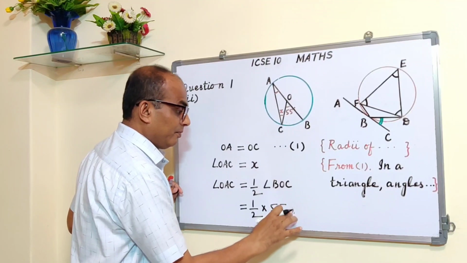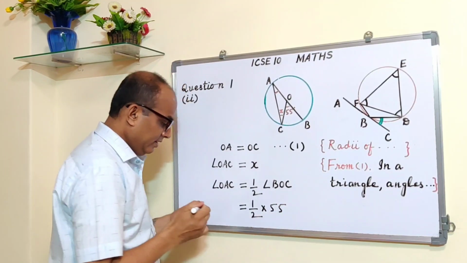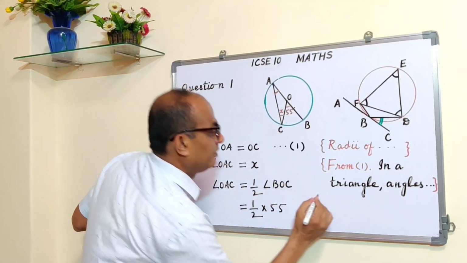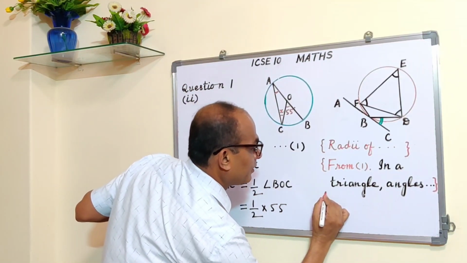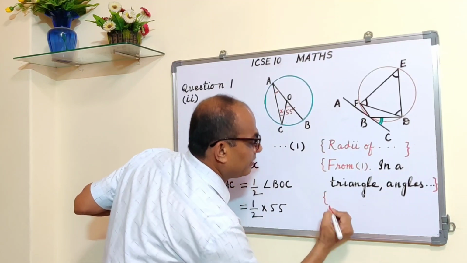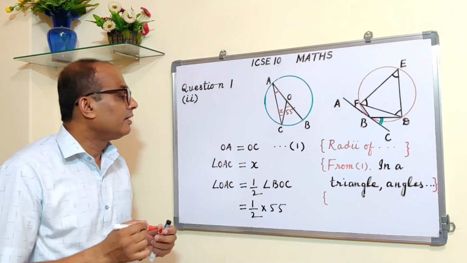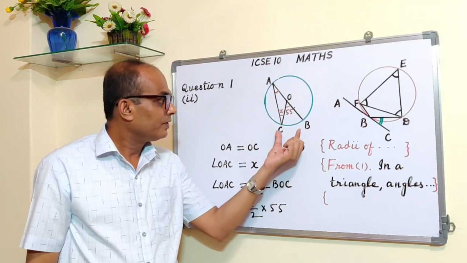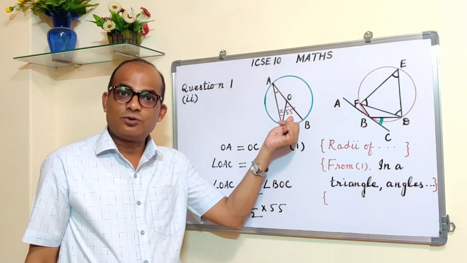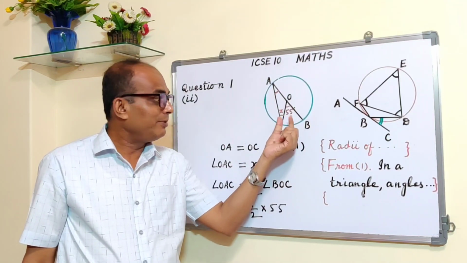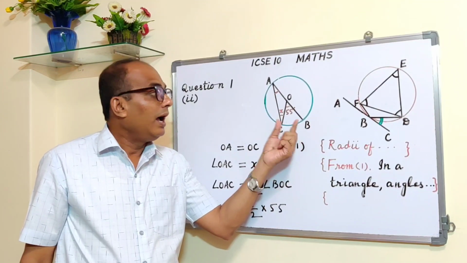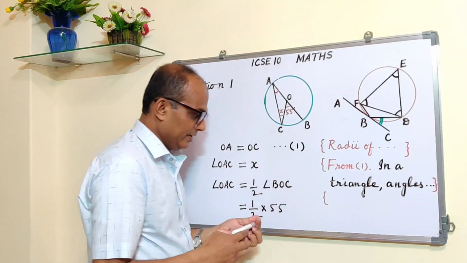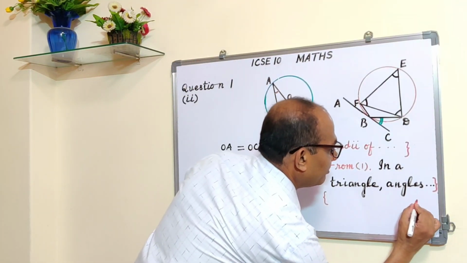But the theorem you have to write down, the reason you have to write down, and that reason you should write down here where you are writing this. You should write down: the angle made by an arc at the center of the circle is twice the angle made by the arc at any point on the remaining part of the circle. That reason you please write down here.